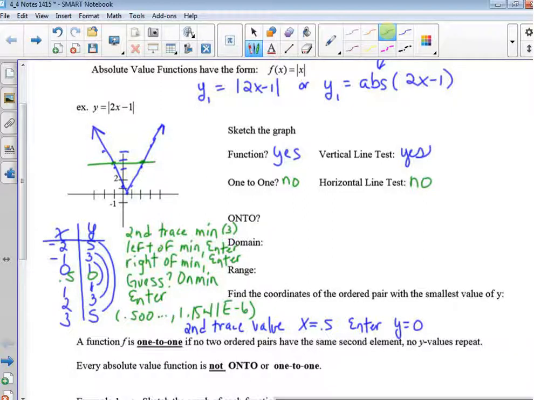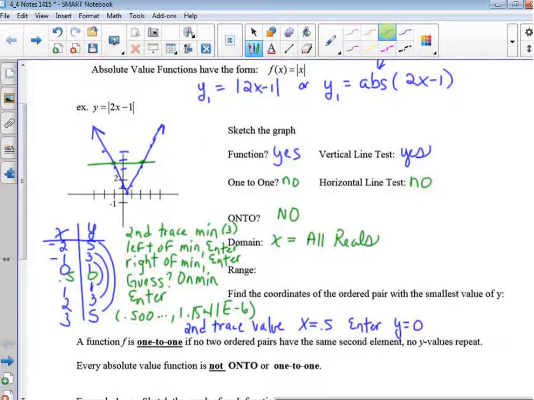Is it onto? No. Absolute value and parabolas are never onto. Just the oblique lines and the square root graphs. The domain means what are the possible values that we could enter in for x? Everything, anything. There is no limit. We do not have a radical to worry about negatives under, and we do not have a fraction. So x is all reals.